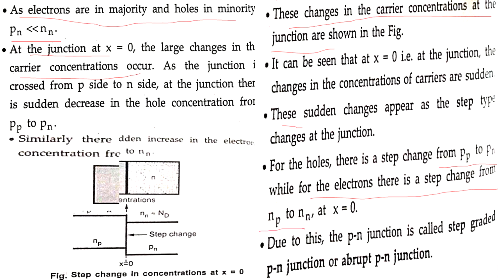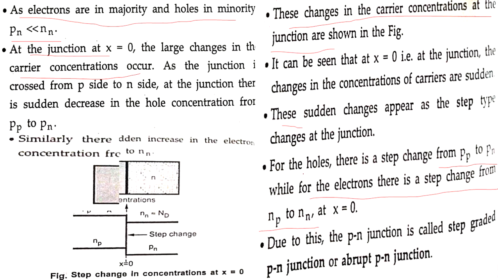and there is a sudden change from Np to Nn for electrons. Np to Nn represents the electron concentration in the p-type to the electron concentration in the n-type. So for electrons there is a step change from p-type to n-type.